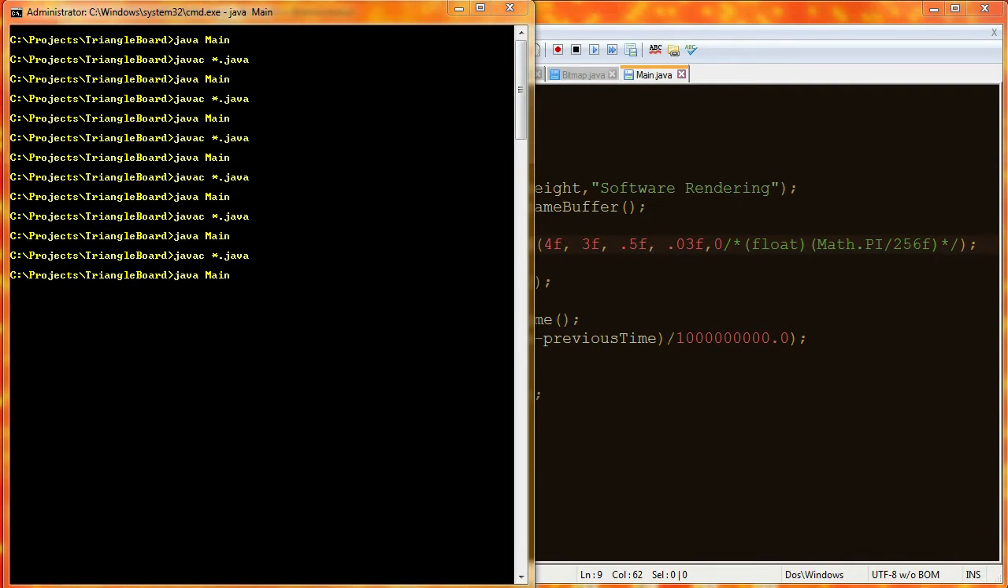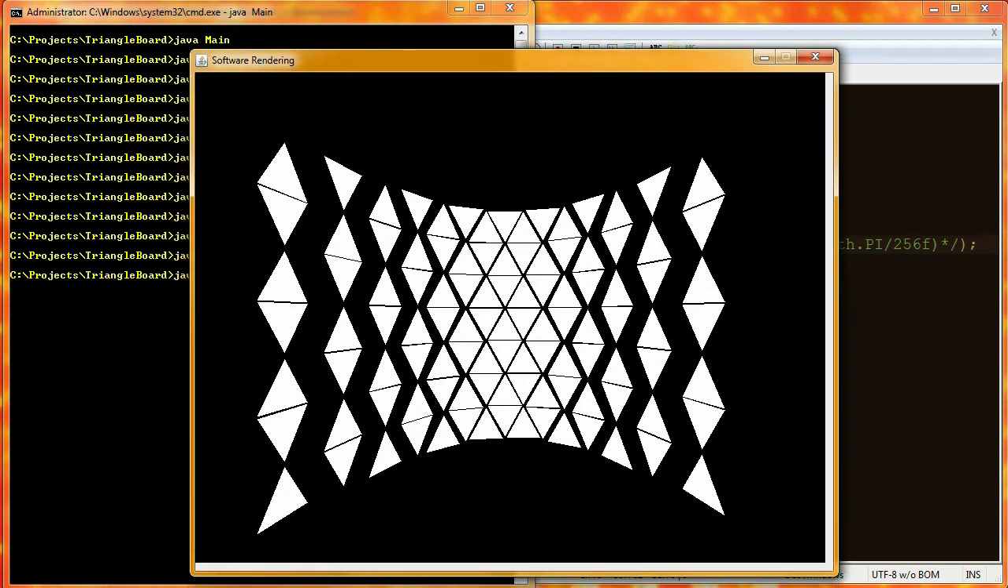So, I've been learning about 3D software rendering, and this is what I managed to come up with. I made this wall of triangles, and the triangles are tessellating along the wall, and the wall is built along a parabolic path, I guess you could say.